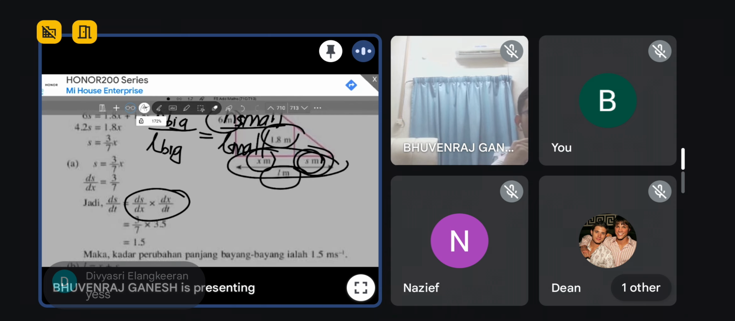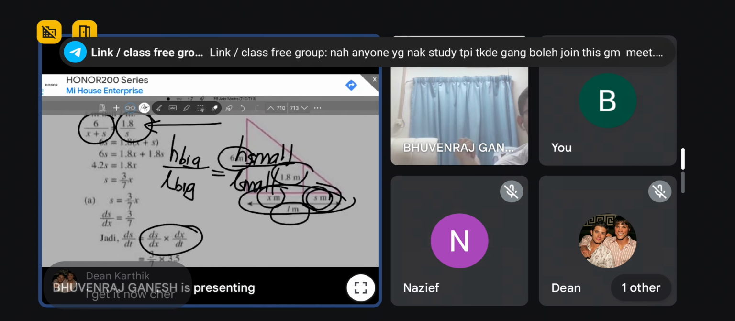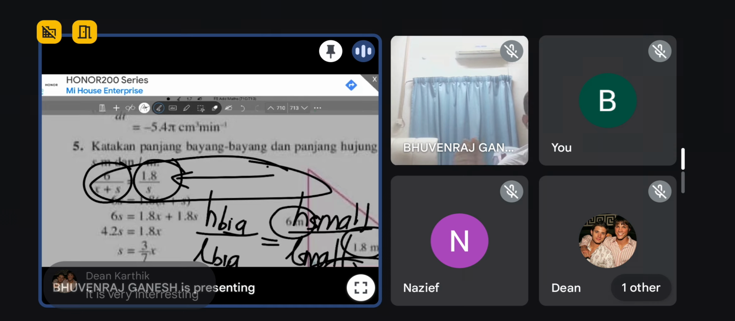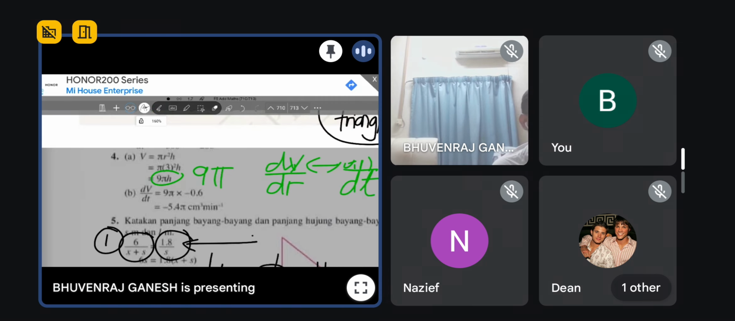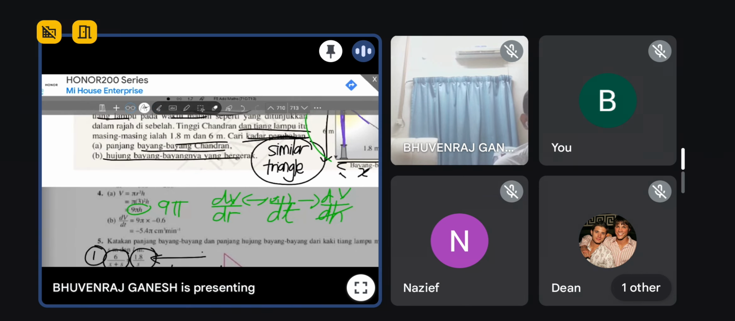So do you find this question a bit interesting or not? It's one level up. A lot of people will struggle to get this equation because if you don't know the concept of similar triangle, you cannot solve the whole question, because you have to start with this starting point. So the next one, hujung bayang-bayang, the end of the shadow.